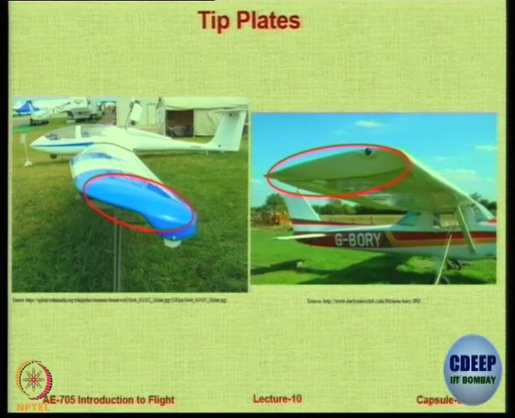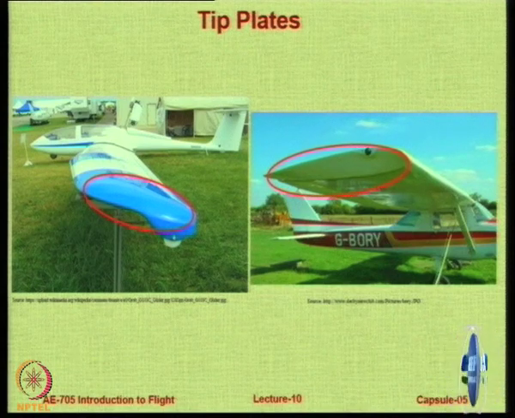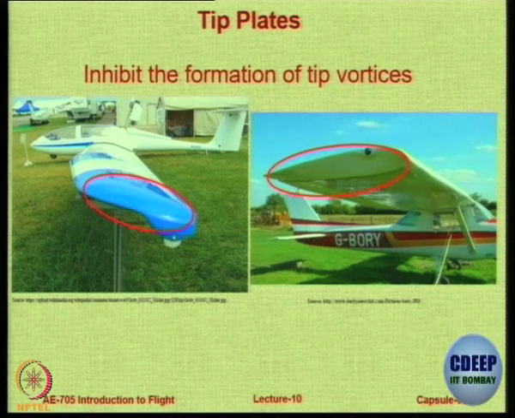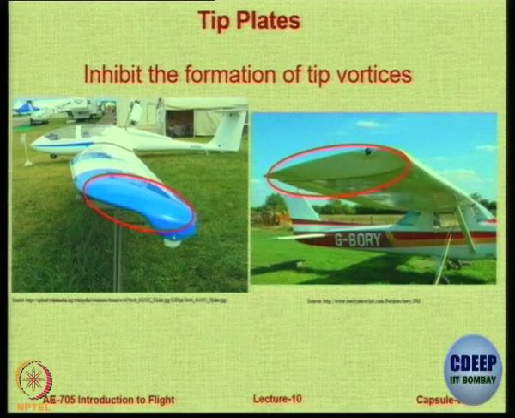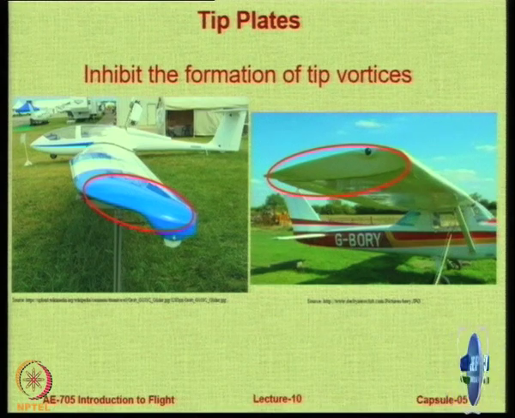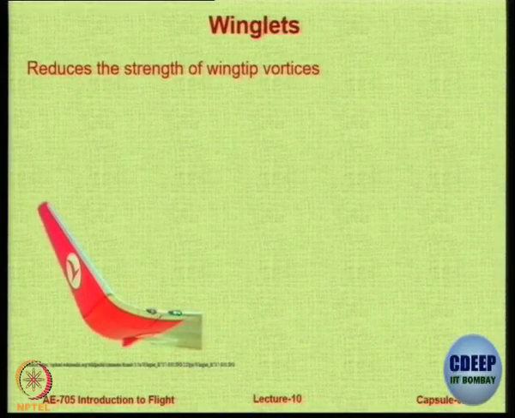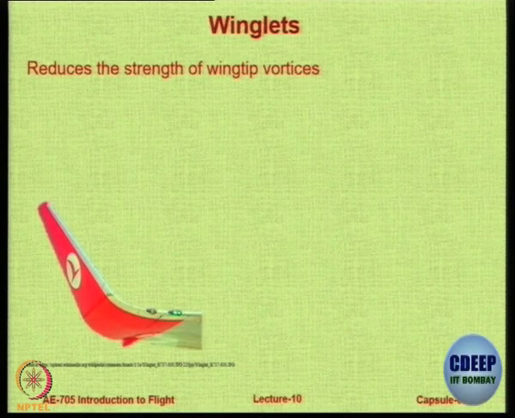The other way of induced drag management would be to proactively work on the strength of the vortex. So one way is to put tip plates. The one on your left, the one with the blue end, is called a Horner wing tip. It was given by Sigmund Horner. And the one on the right is just some kind of device, among the methods to reduce the wing tip vortex. The other way is winglets, which is very common, and most modern aircraft now you see with winglets.